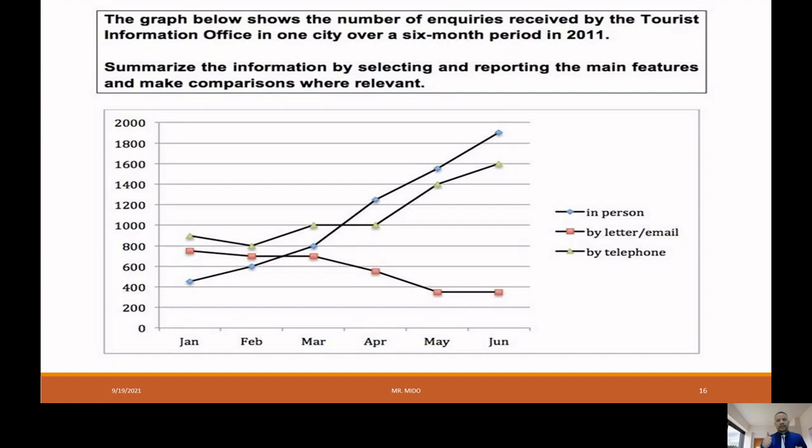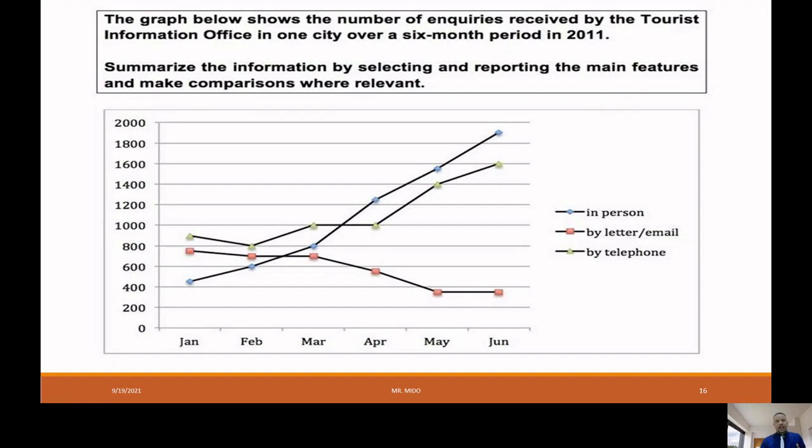So the name of the graph is line graph. Instead of saying the graph below, we'll say the line graph, the presented line graph, the shown line graph, the illustrated line graph. So this is number 1, the title. And I have here the verb shows; change it. Use another one: presents, provides, indicates, illustrates.